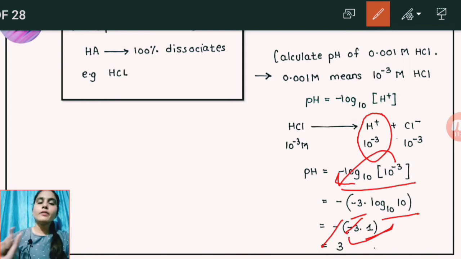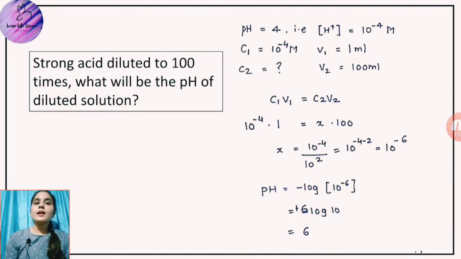Whenever we are calculating the pH, always remember, whatever the solution is, you will have to focus on the hydrogen ion concentration. If you properly estimate the concentration of hydrogen ion in a solution, then you are going to get the correct answer. Now moving on to the next thing, for example, a strong acid diluted 100 times. For example, a strong acid solution is diluted 100 times. What will be the pH of the solution?